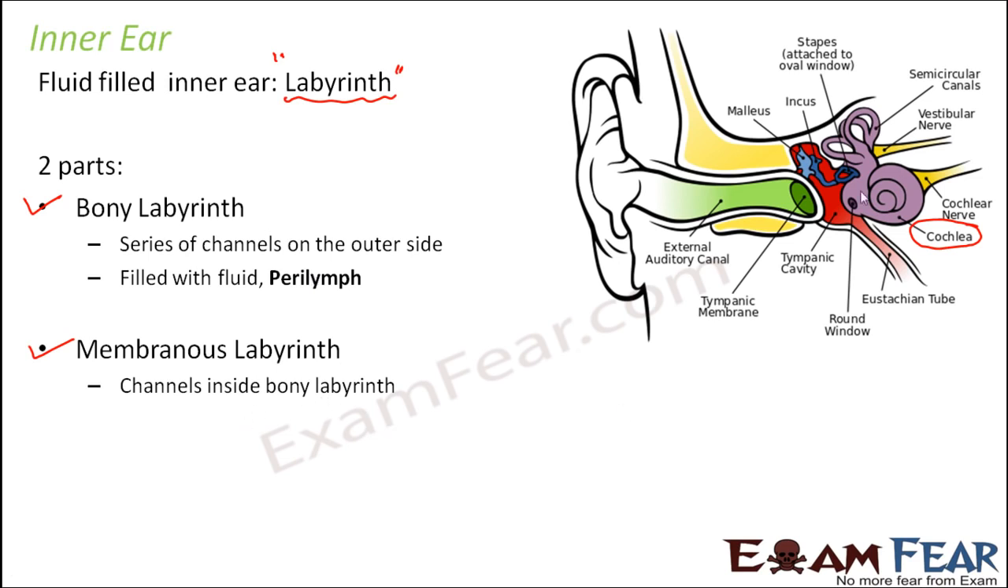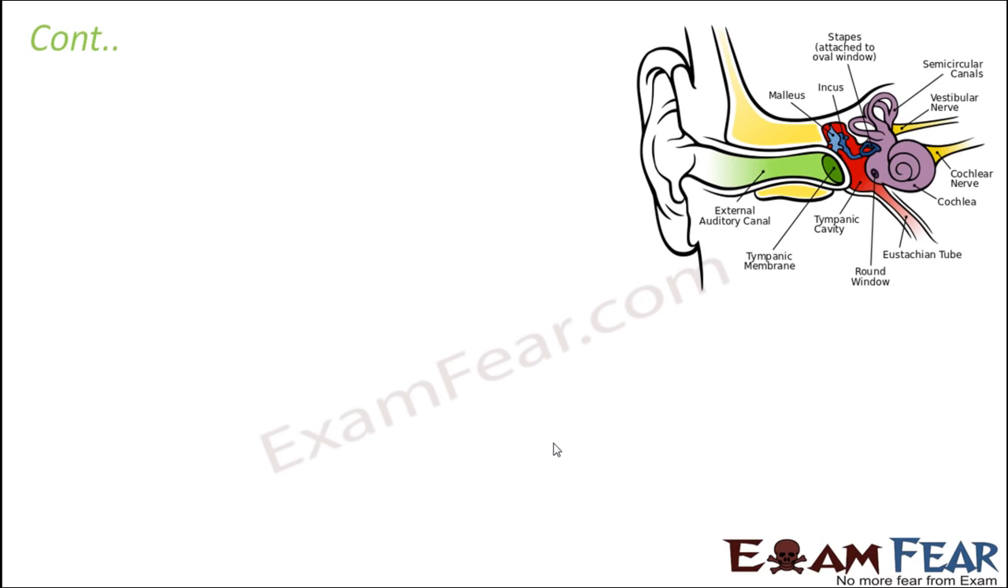So if you look at this coiled structure, you can actually see that the inside portions are a series of channels which are filled with a fluid called endolymph. Endo means inside. They are called membranous labyrinth, and outside that are the bony labyrinth. Since it is a bony structure, it is present on the outer side and it can ensure some protection as well. I'll just show you with the help of a picture, so we'll see bony and membranous labyrinth.